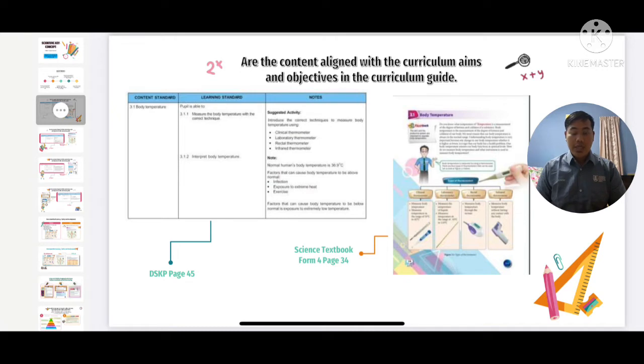Let's look at standard content on the left side. It states that subtopic 3.1 is body temperature. We can see that the subtopic in the textbook has followed the guide from the DSKP. Furthermore, the suggested activity column states 4 main thermometers, which are clinical thermometer, laboratory thermometer, rectal thermometer and infrared thermometer. This has also been followed by the science textbook.